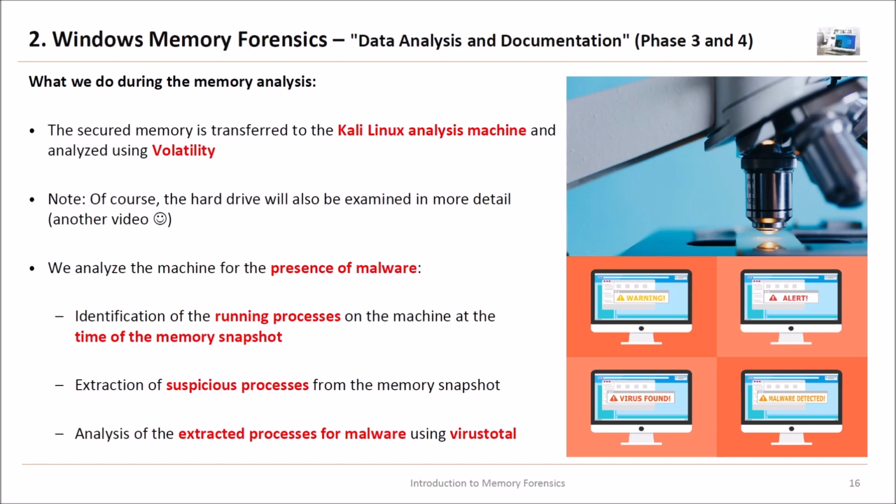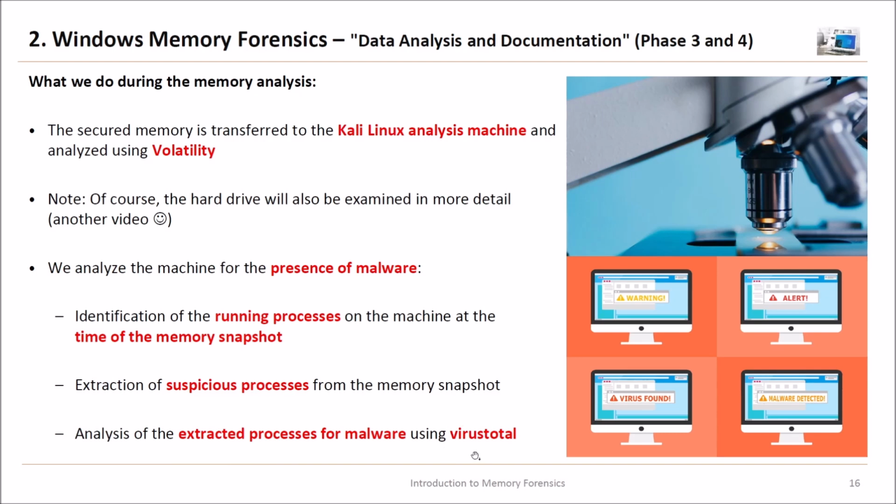What do we do during the memory analysis now? The secured memory is transferred to the Kali Linux analysis machine and analyzed using Volatility. And a note, as I already said, the hard drive will also be examined in more detail, but this could be part of another video. We analyze the machine for the presence of malware. We want to identify the running processes on the machine at the time of the memory snapshot. We want to extract suspicious processes from the memory snapshot. And we want to analyze the extracted processes for malware using VirusTotal.